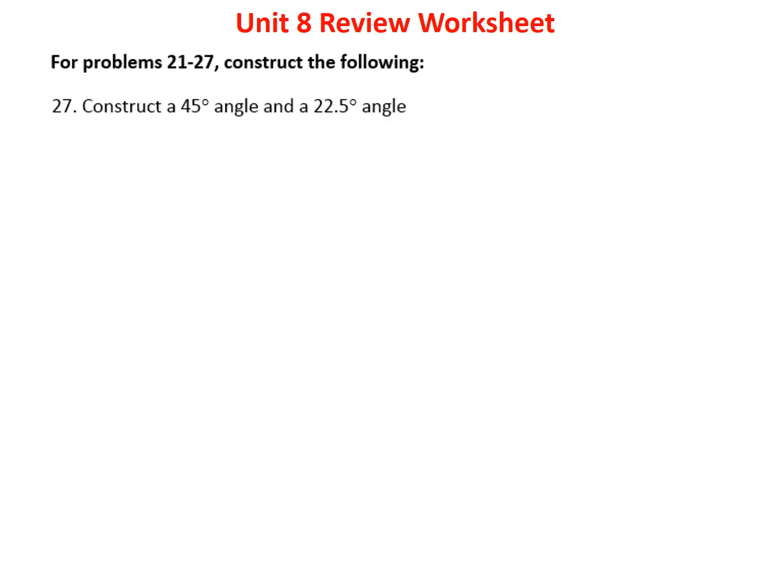Problem 27 is interesting because they want me to construct a 45-degree angle and a 22.5 degree angle. The key thing is to understand that 45 is half of 90. In other words, if I draw 90, which is a perpendicular, all I have to do is bisect it. Likewise, 22.5 is half of 45. So this is a problem of 3 steps: construct a perpendicular, bisect it, and then bisect it again.